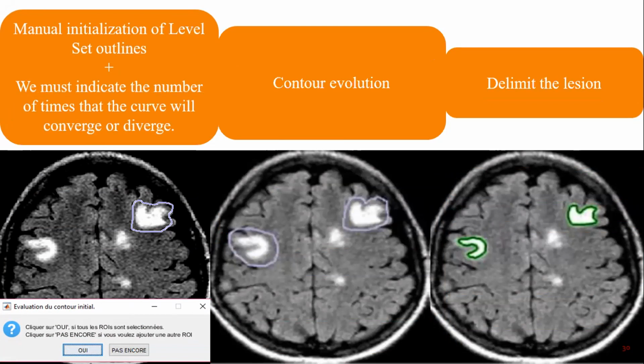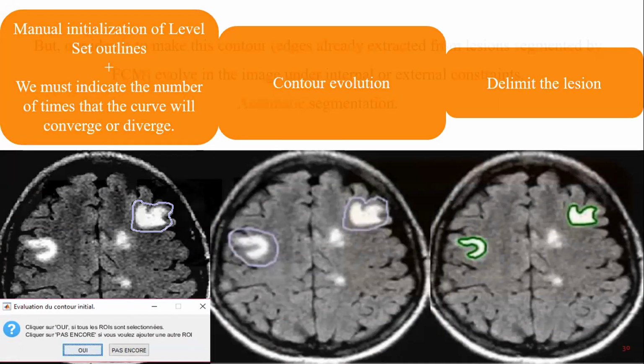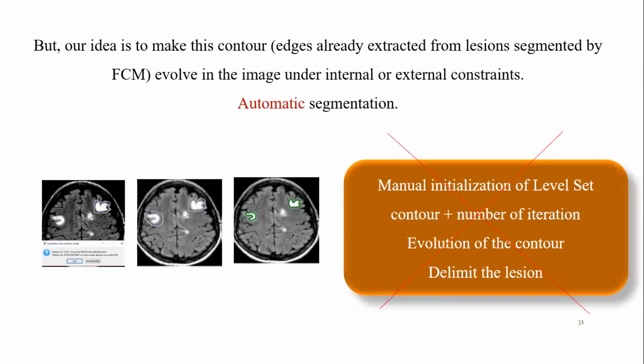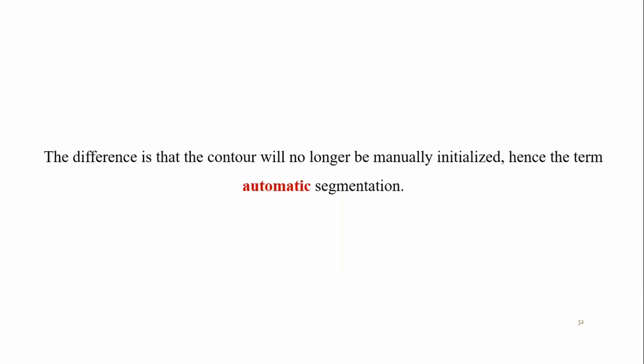But in automatic segmentation, we don't need anymore the manual initialization of the level set contour or to indicate the number of iterations. So our idea is to make this contour, or this edge already extracted from the lesion segmented by FCM, evolve in the image under internal or external constraint. Here is the term automatic segmentation. The difference is that the contour will no longer be manually initialized, hence the term automatic segmentation.